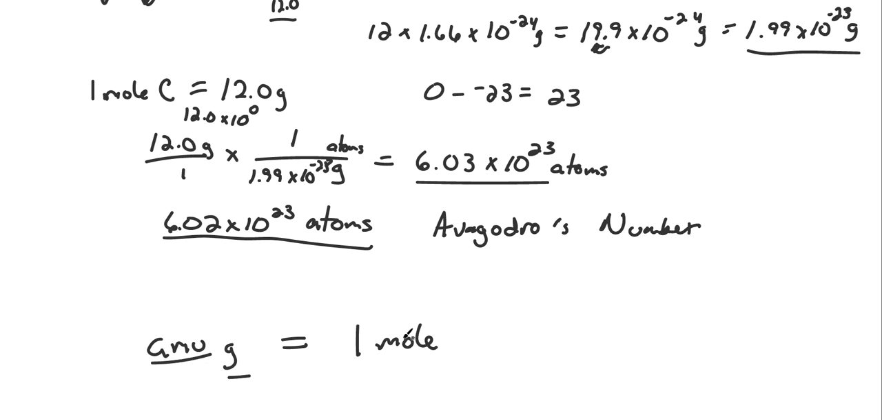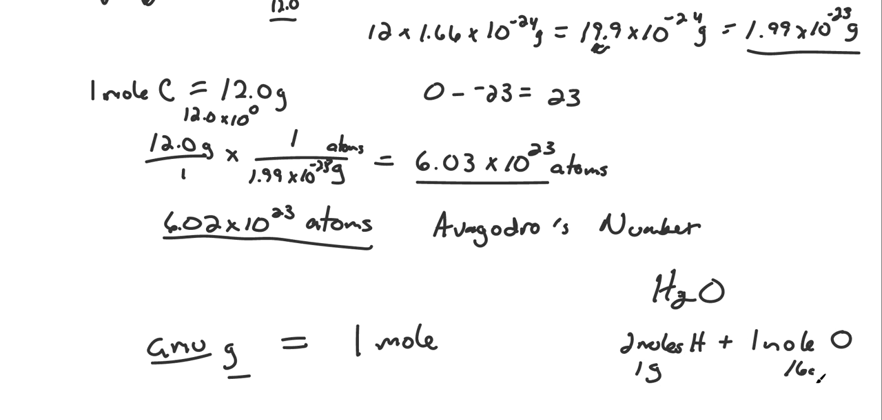And so 1 mole will react with 1 mole. Or water, H2O, has 2 moles of hydrogen plus 1 mole of oxygen. Hydrogen's atomic mass is 1, so 1 mole of hydrogen is 1 gram. 1 mole of oxygen is 16 grams because its atomic mass is 16. So 2 times 1 is 2, plus 16, so 1 mole of water is 18 grams.